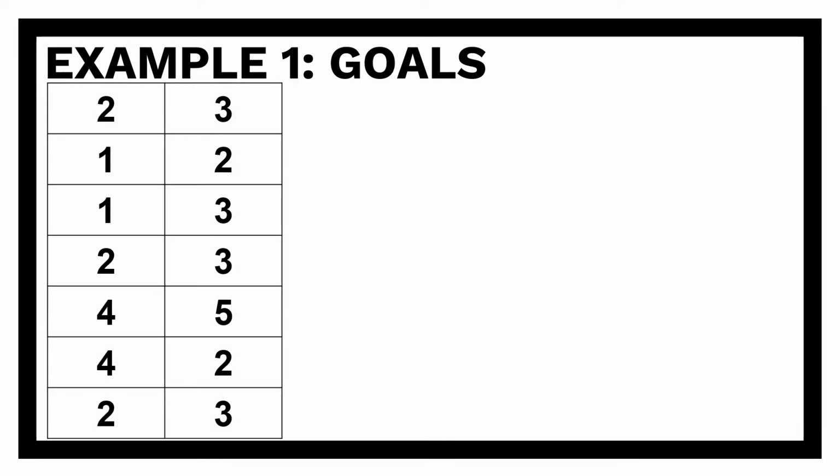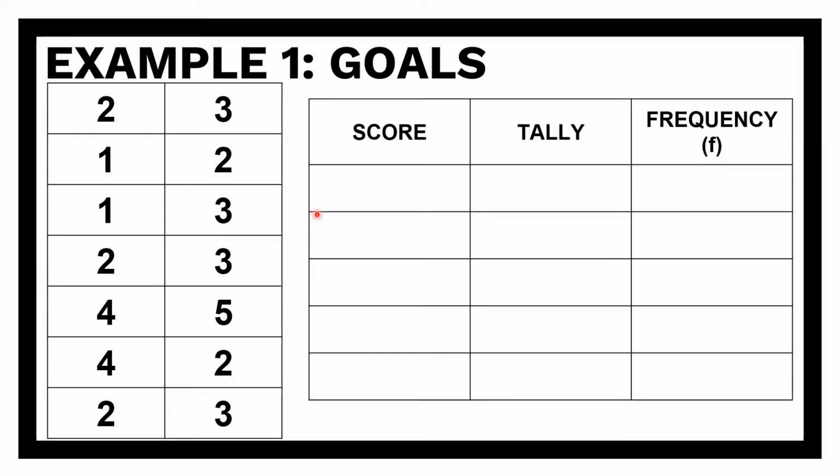Okay, I just arranged the data or the scores in a tabular manner so that we will be more organized. The first thing that you have to do is to create this 3-column table. As you can see, for the first column, we have the scores, and then the second column is for the tally and then the frequency. So what have you observed on our given set of scores?